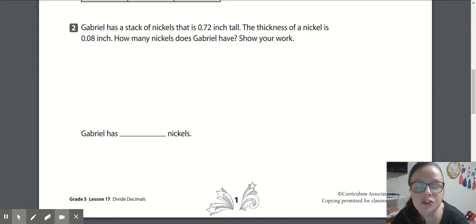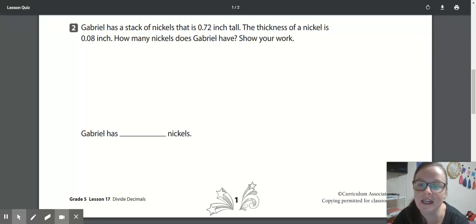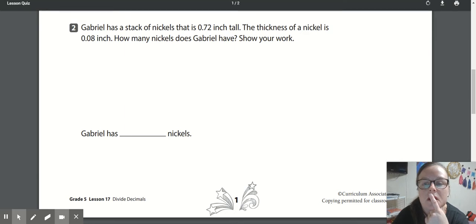So the first thing I want to do is read and think about the problem and what it's asking me to find out. Gabriel has a stack of nickels that is 72 inches tall, 72 hundredths inches tall. The thickness of a nickel is 8/100 of an inch. How many nickels does Gabriel have? Show your work.